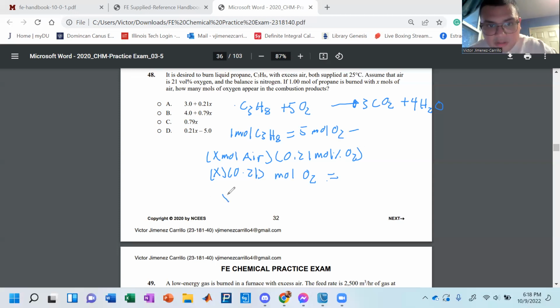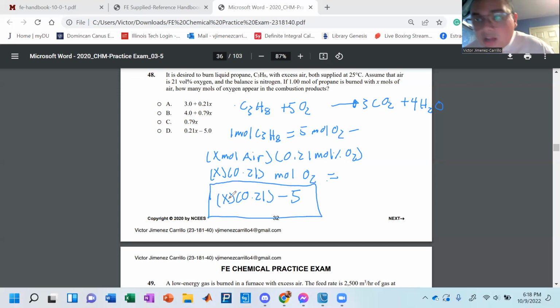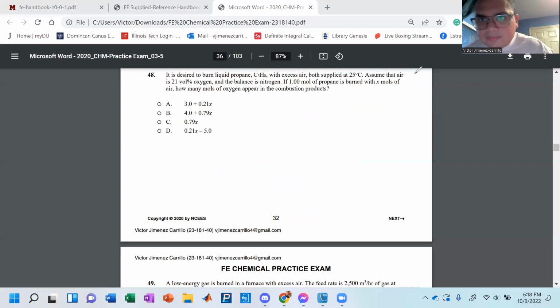And you'll rewrite all of that as X times 0.21 minus 5. Because we started off with 21% of air in the system, and you ended it by using up 5 moles of air. And this X could be as high as it wants. It doesn't really matter. And this will be your answer. That's how much will appear of oxygen once the reaction goes through. Hopefully that makes sense. Okay.